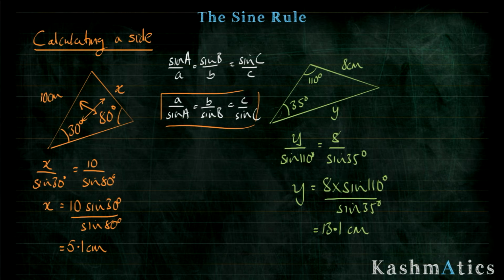So remember what I said: start by writing the side you want to find, divide it by the sine of the opposite angle, and that equals the side that you know divided by the sine of its opposite angle. Then just do your rearrangement and put everything into the calculator and you should get your answer.